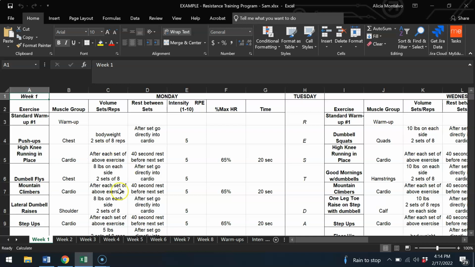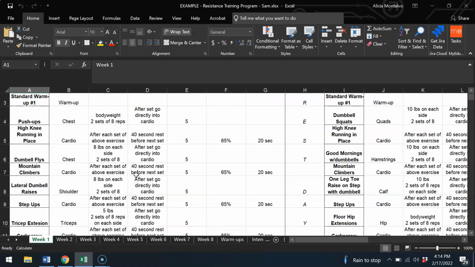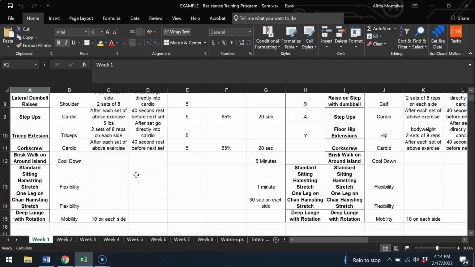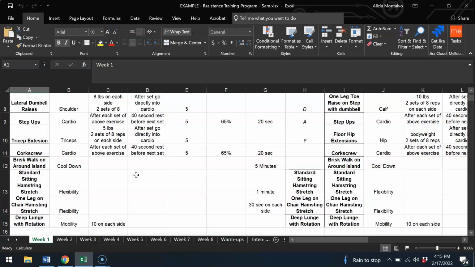All right, and then abdominals, you can kind of work them in at any point. There's really no restrictions on core work. You can kind of do it all the time.